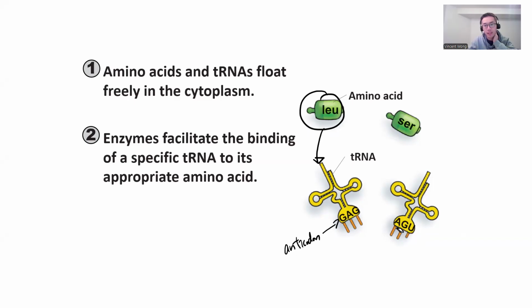Same thing over here, the AGU, which corresponds to UCA, and then it will pick up the SER. So each transfer RNA will only pick up a specific amino acid. You're not going to have this one picking up PHE or something. It doesn't work, right? The identity of the amino acid has to be complementary to the anticodon. And of course, an enzyme will help attach the amino acid to the transfer RNA.